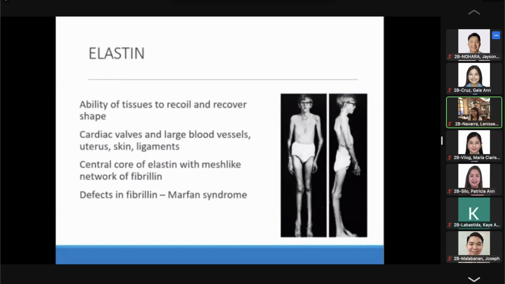Then we have elastin. This gives the ability of tissues to recoil and recover shape, which is important in cardiac valves and large blood vessels, uterus, skin, and ligaments. Morphologically, elastin consists of a central core with a mesh-like network of fibrillin. And defects in this fibrillin will lead to skeletal abnormalities and weak aortic walls, such as in Marfan syndrome. In Marfan syndrome, individuals are tall and thin with disproportionately long arms, legs, fingers, and toes.